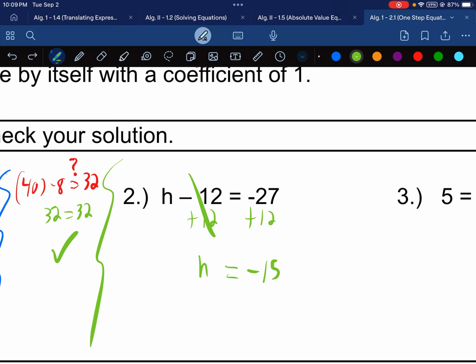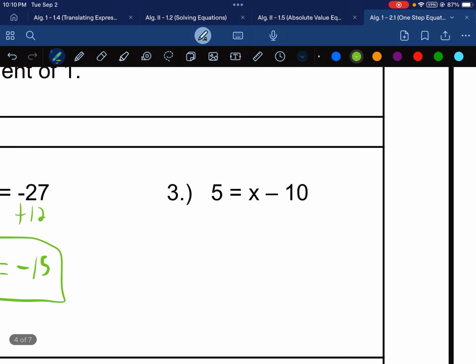Opposite sign, subtract, and you keep the sign of the bigger number. And that's our answer. h is negative 15. And if you were to plug that back in, you would end up getting negative 15 minus 12, which is, in fact, negative 27.